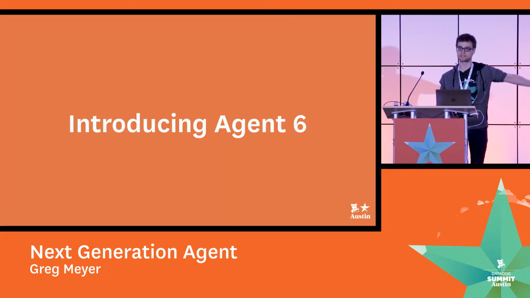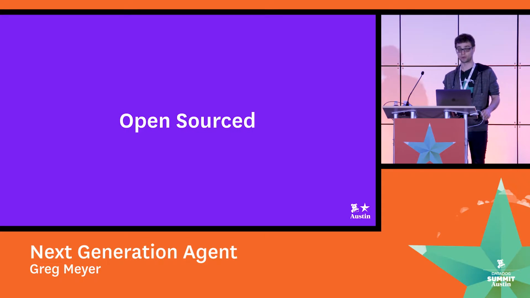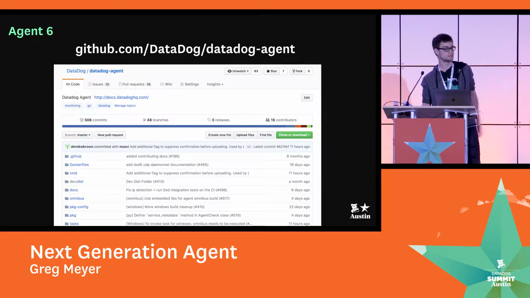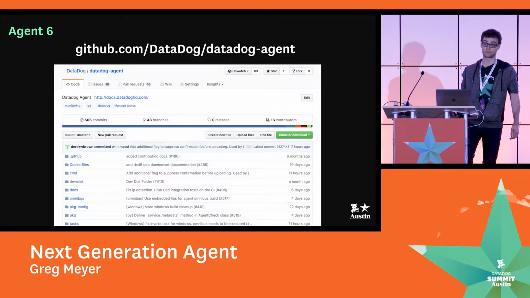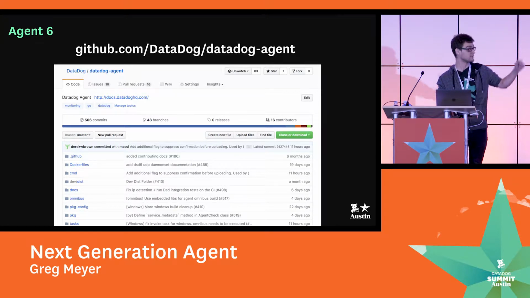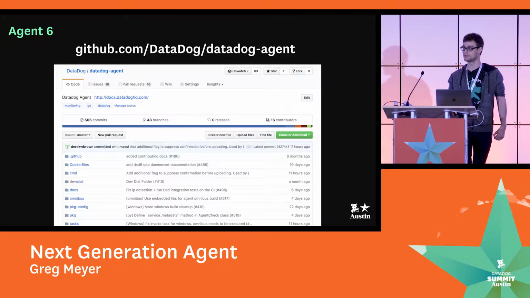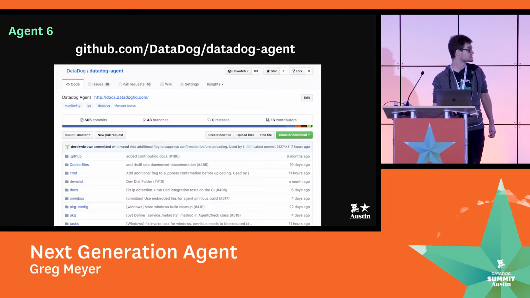So I'd like to introduce Agent 6. Just this morning, we've open sourced it. We have a new repo for it even. You can see it at github.com/datadog/datadog-agent. And I'm sure that some of you will be checking it out pretty soon.